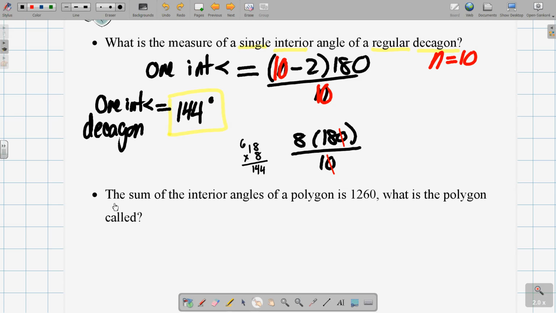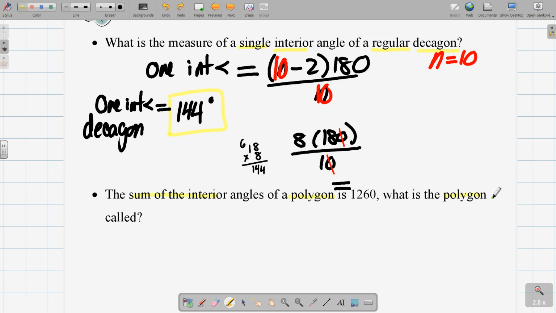Finger on your paper, read out loud. The sum of the interior angles of a polygon is 1,260. What is the polygon called? Highlight our keywords: sum, interior, poly. Watch out for that word is. That's an equal sign.